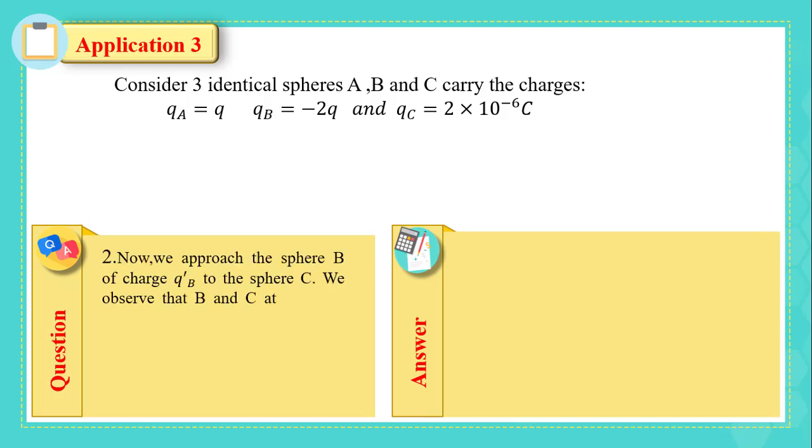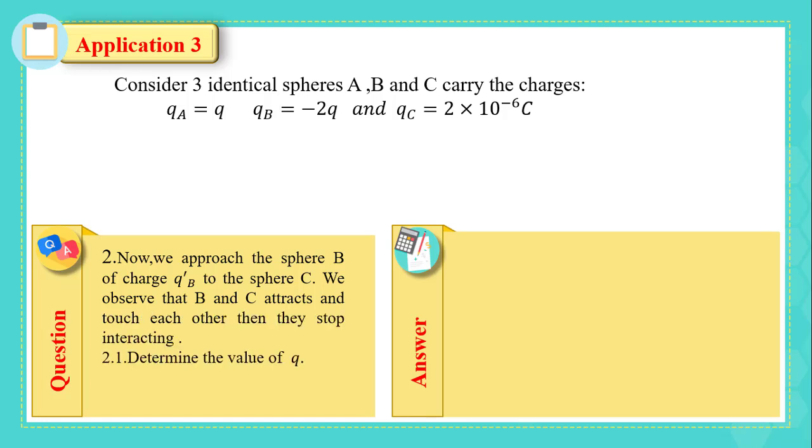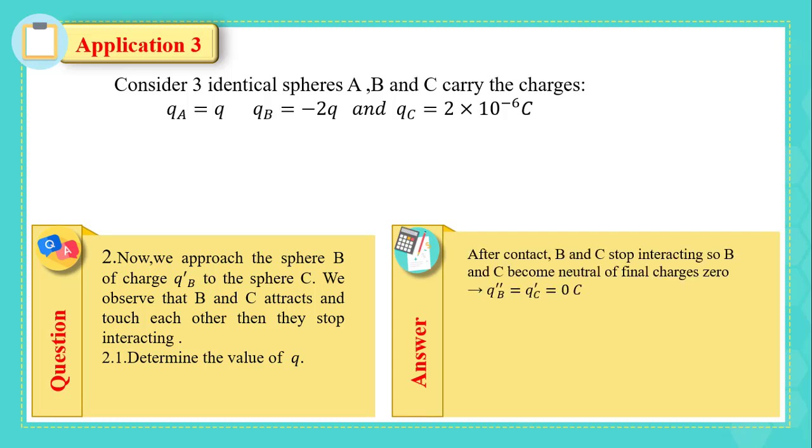The second part: now we approach the sphere B of charge Q prime B to the sphere C. We observe that B and C attract and touch each other, then they stop interacting. The question is to determine the value of Q. The answer: after contact, B and C stop interacting, so B and C become neutral, with final charges 0. So Q double prime B equal Q prime C equal 0 coulomb.